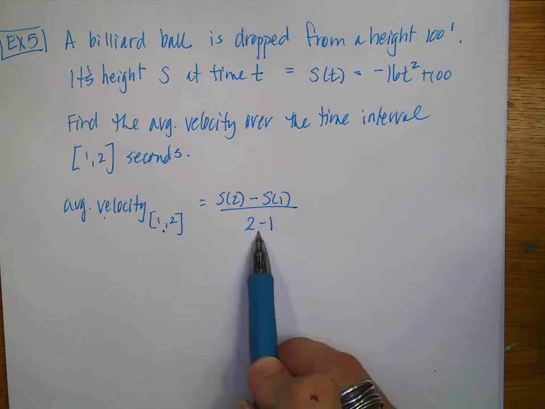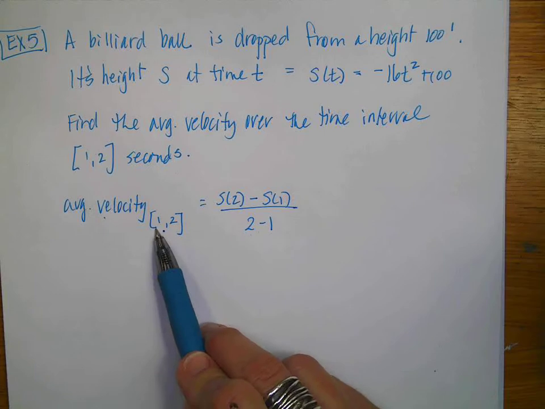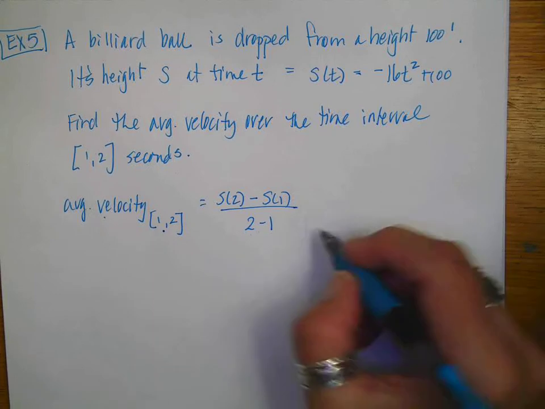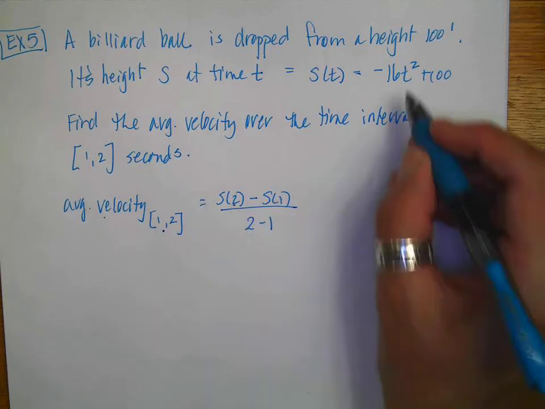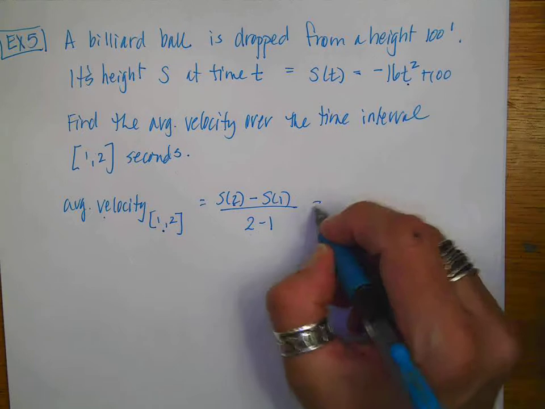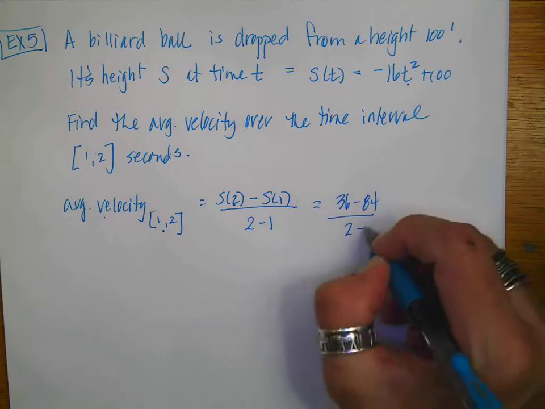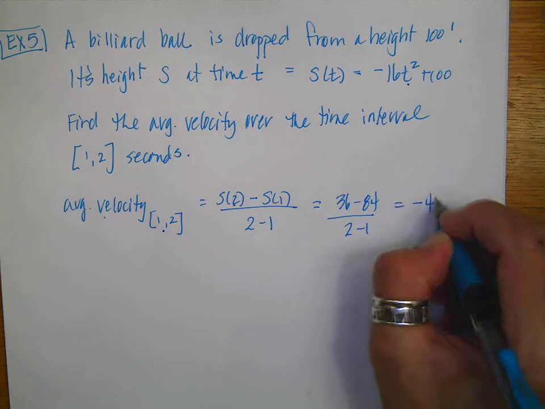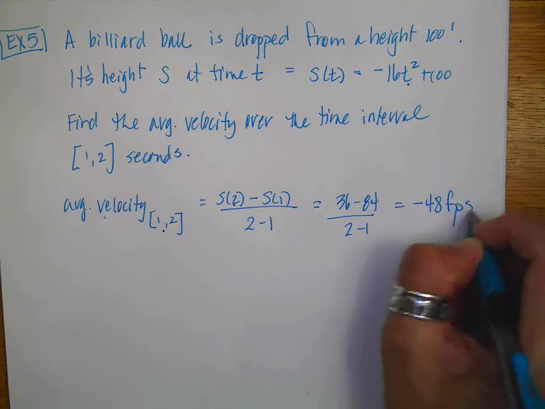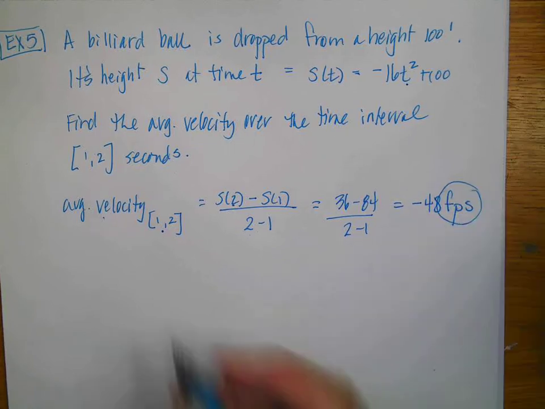The reason that we do it like this is kind of shorthand notation to show the reader that you understand what you're doing. And then I could just substitute these values into my function, and I'm going to get (36 minus 84) over (2 minus 1), and this is going to equal negative 48 feet per second.